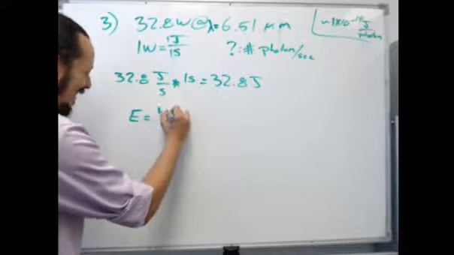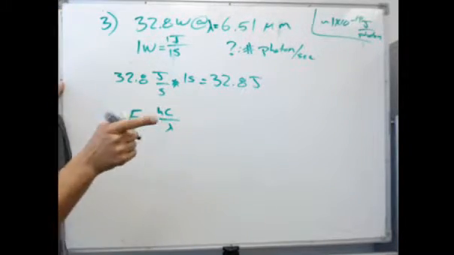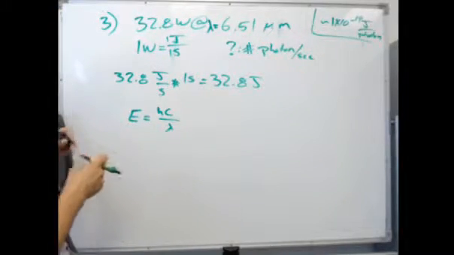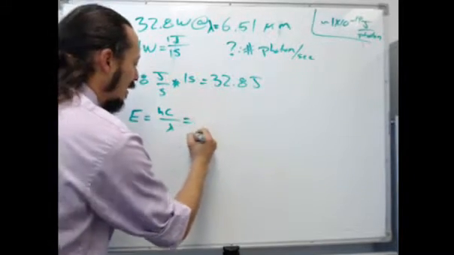HC over nu. Lambda, or lambda, sorry. So E equals HC over lambda. We can go ahead and just plug in numbers here.